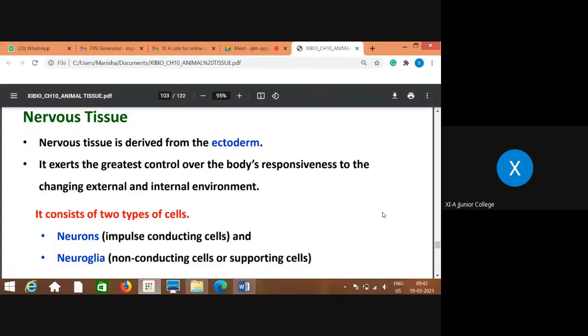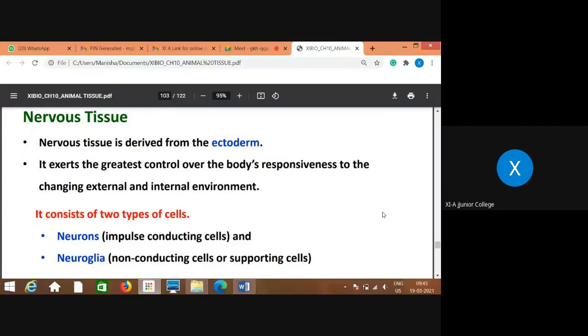It exerts the greatest control over the body's responsiveness to the changing external and internal environment. The nerve impulses created by the nervous tissues are very important, because the body's responsiveness is related to this tissue. Whenever there is a change, whether in the external or internal environment, an immediate or quick response is given to the body with the help of this tissue.